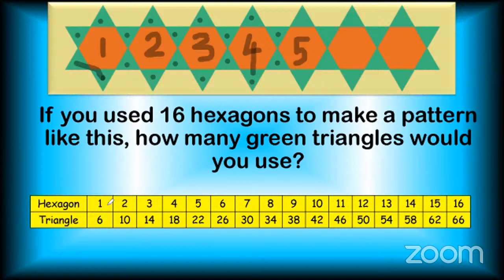What have you noticed then? If you look at the table here, you realize we have one hexagon to 6 triangles. We have 2 hexagons to 10 triangles. So we would have been adding 4 here. But what do you notice? Because really and truly, we have 7 hexagons equal to 30 triangles. What do you notice with this pattern here?